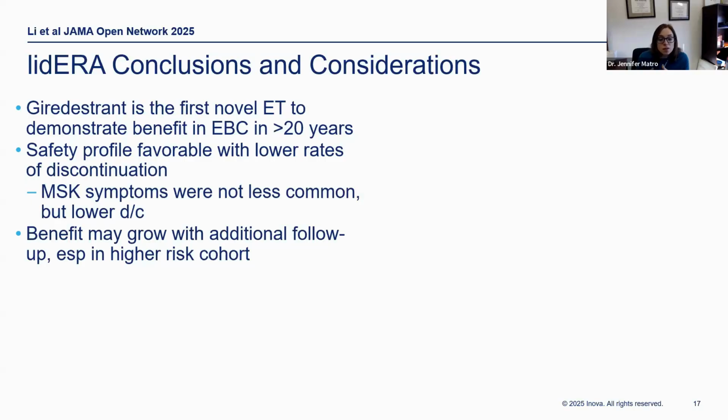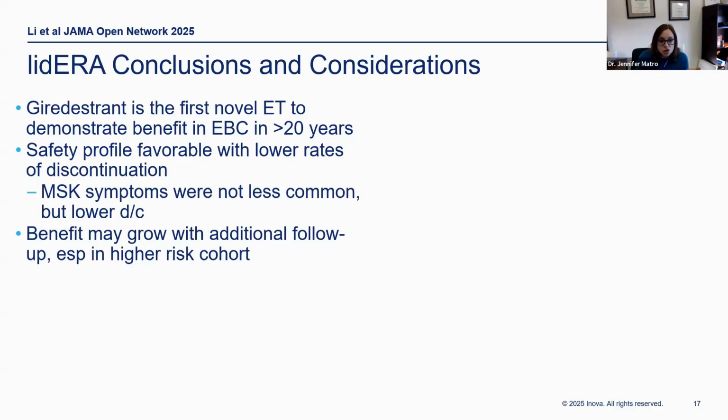And we do think that the benefit, that those curves are going to continue to separate, because with hormone positive breast cancer, about half the recurrences happen in the first 5 years, and then the other half are spread out over the next 10, 15, 20 plus years. So we really need at least 10 years of follow-up for a study like this to know what the real benefit is going to be.